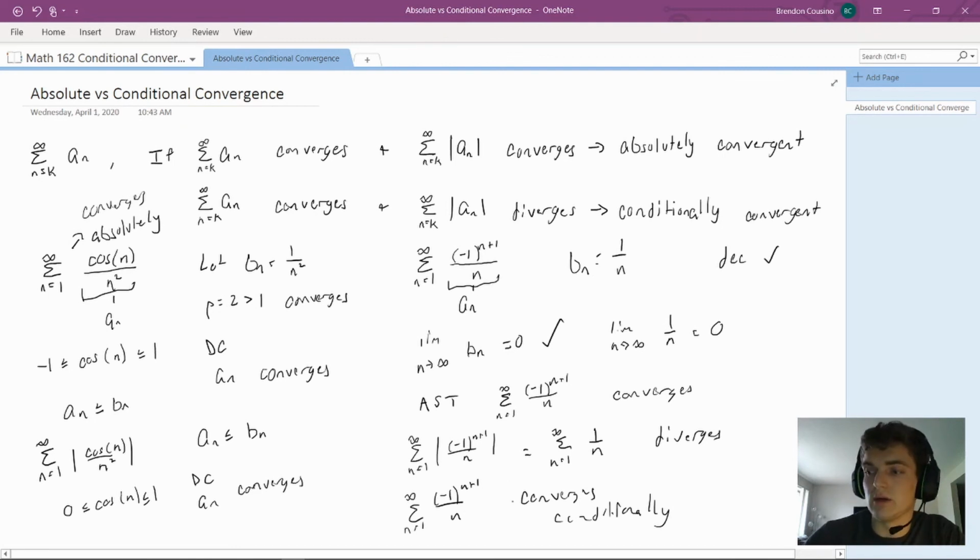You might be wondering, what about divergent? Is there such a thing as conditional divergence? There isn't. If your series diverges, it's always going to diverge.